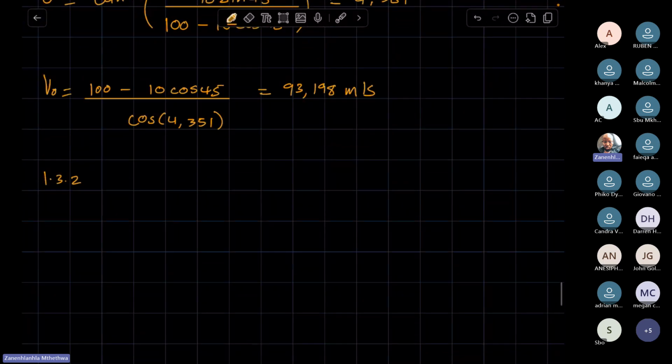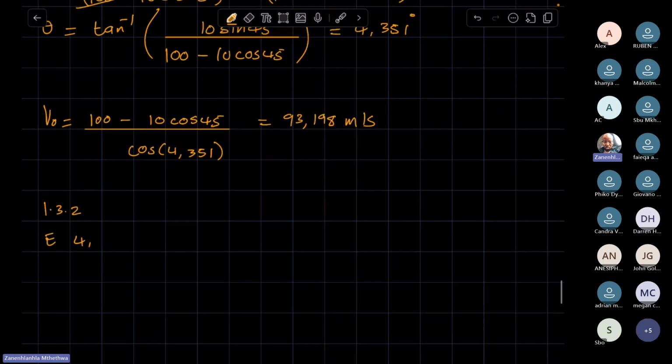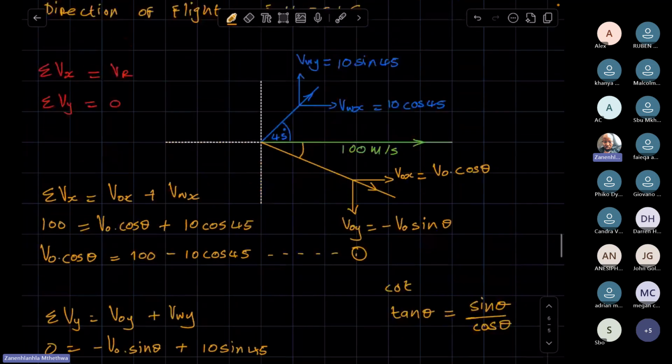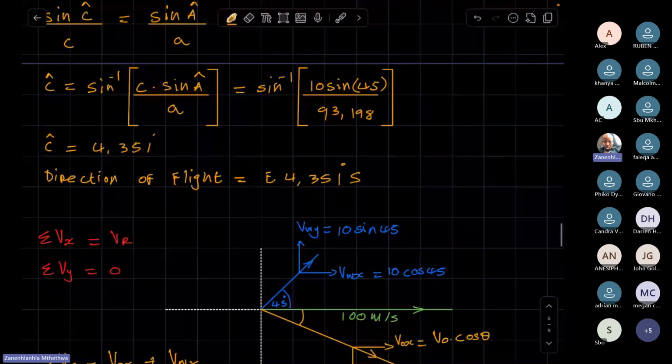We know that VO is in the fourth quadrant and the angle is referenced from the x-axis, meaning that this is east 43.51 degrees, fourth quadrant south. Right. Using the method of components, this is the approach you would need to take. That is why I told you for resulting velocity, the best approach is the vector diagram.